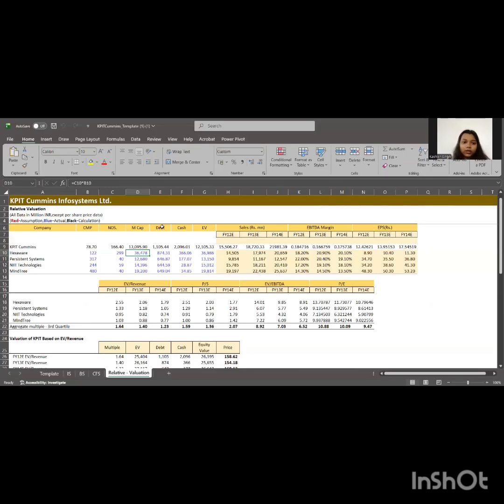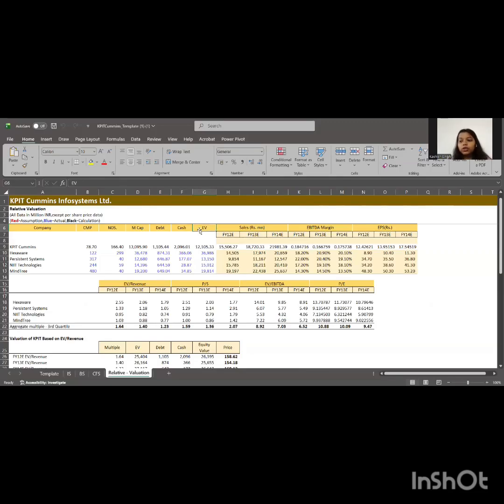Next is debt and cash. Next, we have the debt and cash column. These are also actual values taken from the company's balance sheet. Debt includes both short-term and long-term borrowing. Cash includes cash and cash equivalents. These two values are very important for finding enterprise value because we adjust market cap by adding debt and subtracting cash. Next is EV, enterprise value.